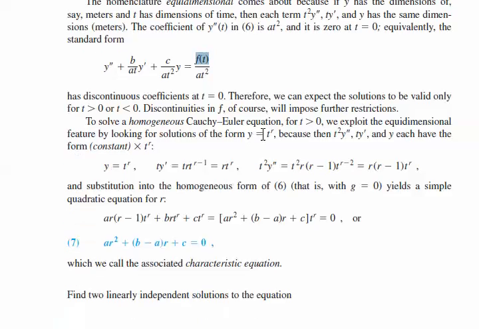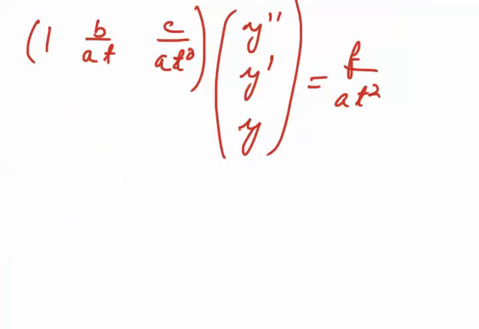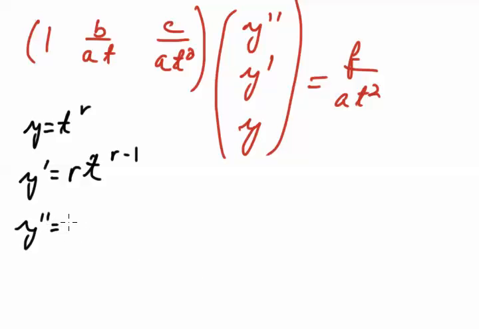To solve a homogeneous Cauchy Euler equation for t greater than 0, we exploit the equidimensional feature by looking for solutions of the form y equals t to the r. If y equals t to the r, then y prime is going to be r times t to the r minus 1, and y double prime is going to be r times r minus 1 times t to the r minus 2.